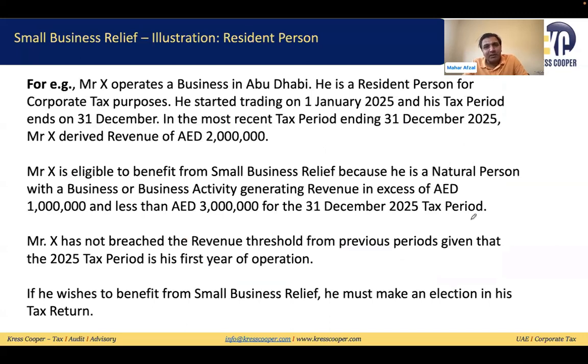Second illustration, resident person, Mr. X operated business in Abu Dhabi. He is a resident person for the corporate tax purposes. He started his business 1st Jan 2025 and his tax period ends on 31st December. In the most recent period, 2025, he derived revenue. Previous period revenue is less than 2 million. X is eligible because current period is less than 3 million.